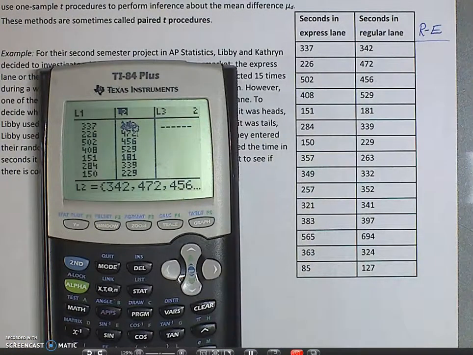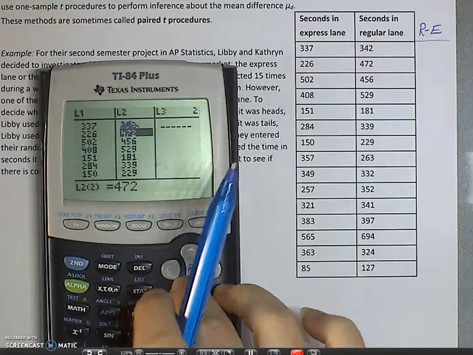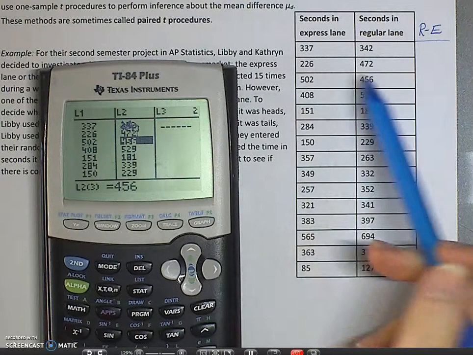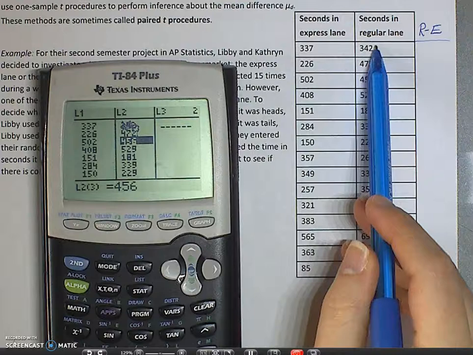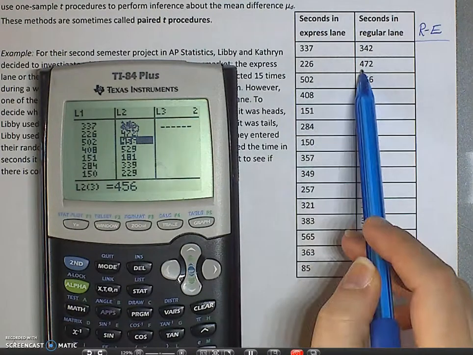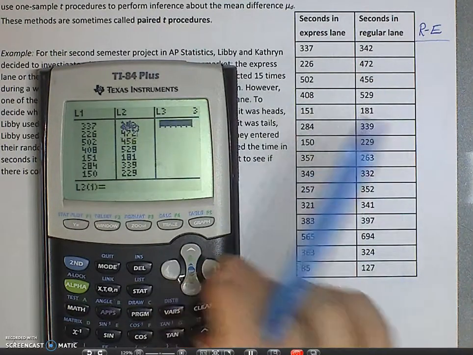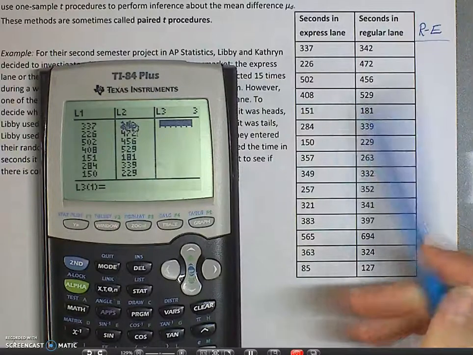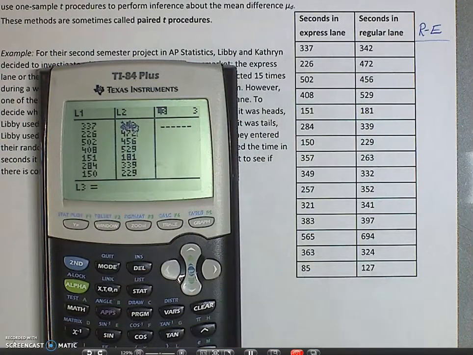The order in which you put in the data is very important here. You want to make sure that it lines up perfectly with how it appears, since it is paired data, right? This number matches with that number goes with that number. So if I'm doing the regular lane minus the express lane, I'm going to tell list 3 to be list 2, so I hit second 2, minus list 1, which is second 1, and I hit enter, and it gives me all of the numbers.